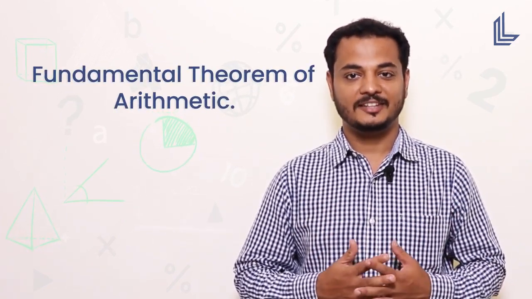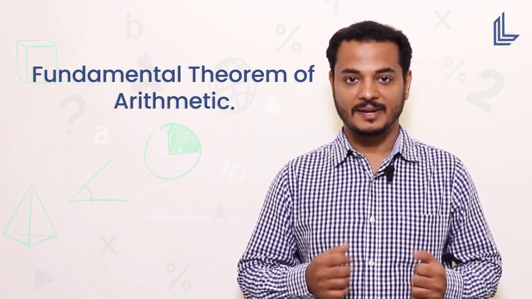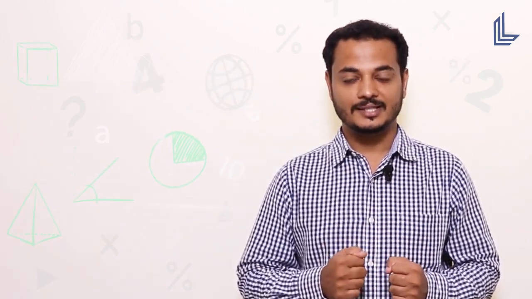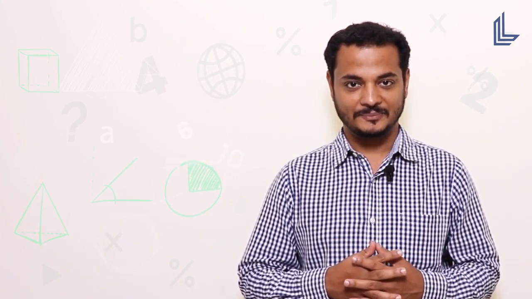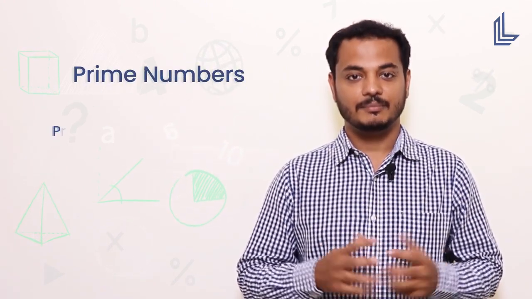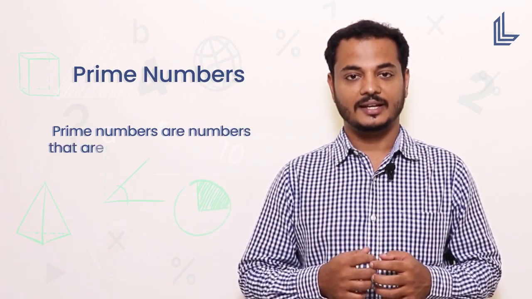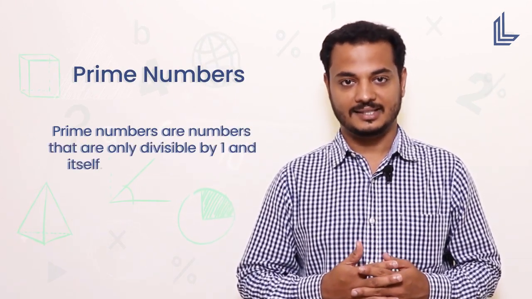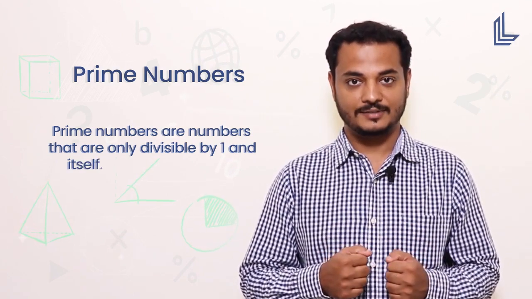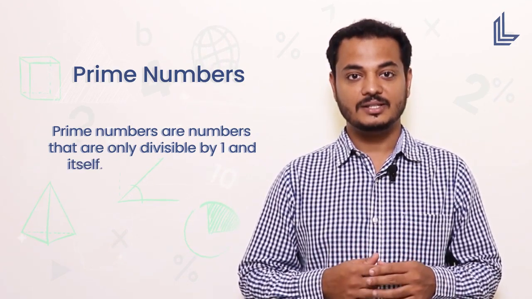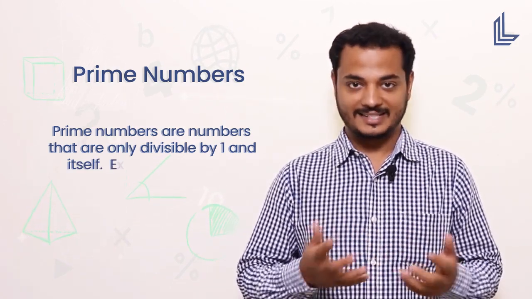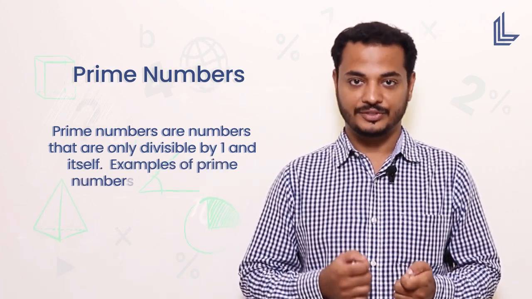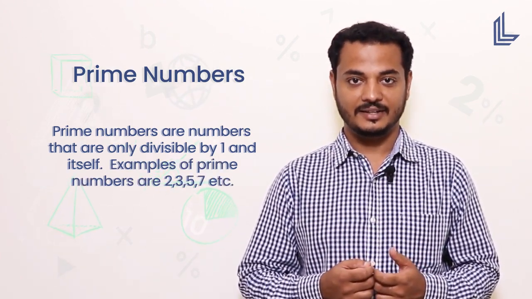Before we discuss Fundamental Theorem of Arithmetic, let's quickly see if our basics are in place. Let's quickly revise what we have already learned in your previous grades. We have learned about prime numbers, composite numbers, etc. in our previous grades, right? So what do you mean by prime numbers? Prime numbers are numbers that are only divisible by 1 and itself. And examples of prime numbers are 2, 3, 5, 7, 11, etc.